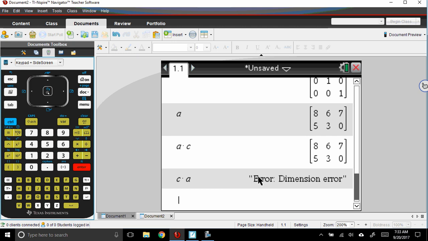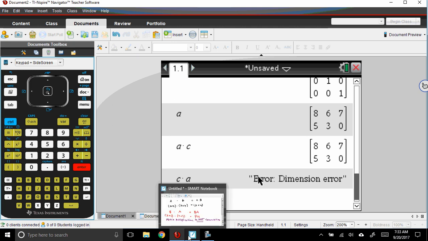So that's it. This is it for matrix basics. Make sure you study this material, read over it. It will be about 1/4 of Friday's exam.